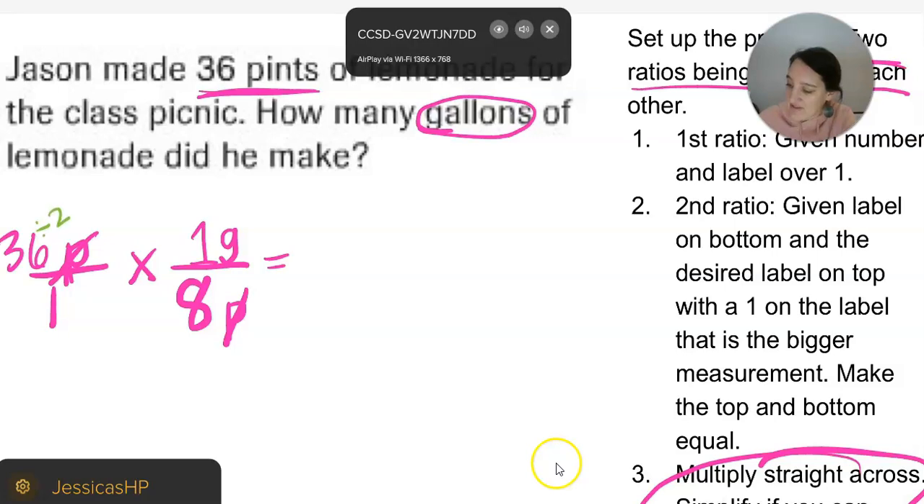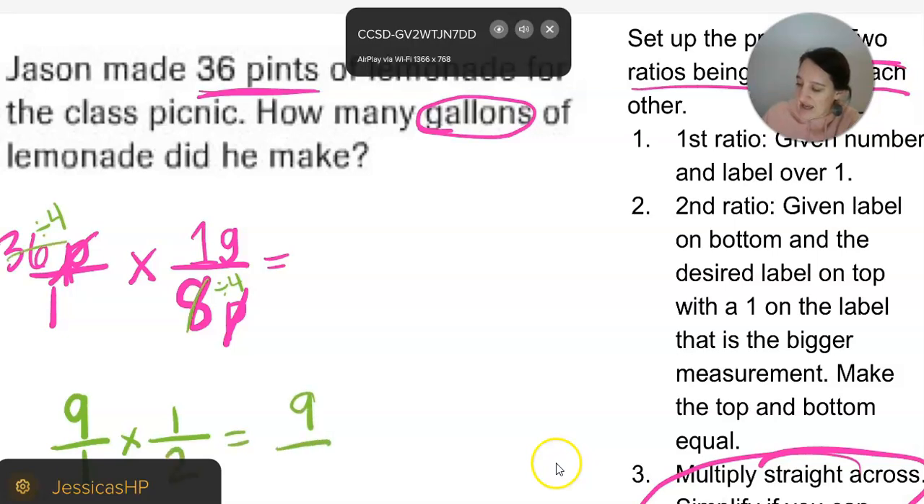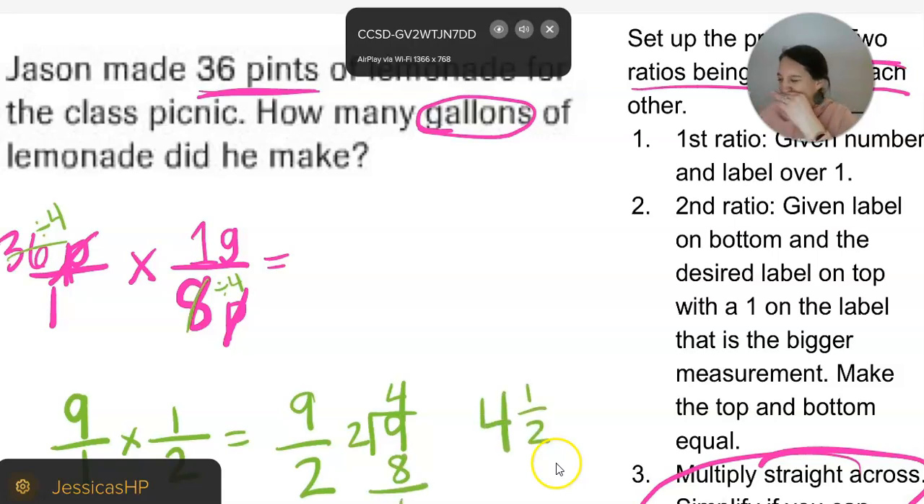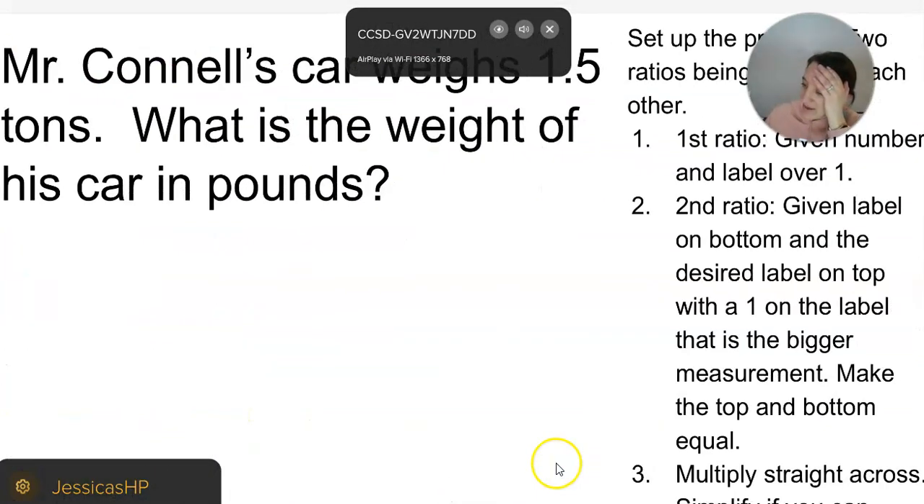I know these are both even, so I'm going to divide them both, actually not by 2, I'm going to divide them both by 4. When I divide them both by 4, I get 9 over 1 times, that becomes a 2 now. Okay, so I get 9 halves. I'm not going to leave it improper. So how many times can 2 go into 9? 4 times with 1 left over. So 4 and 1/2 gallons. So 4.5 gallons is the same as 36 pints.